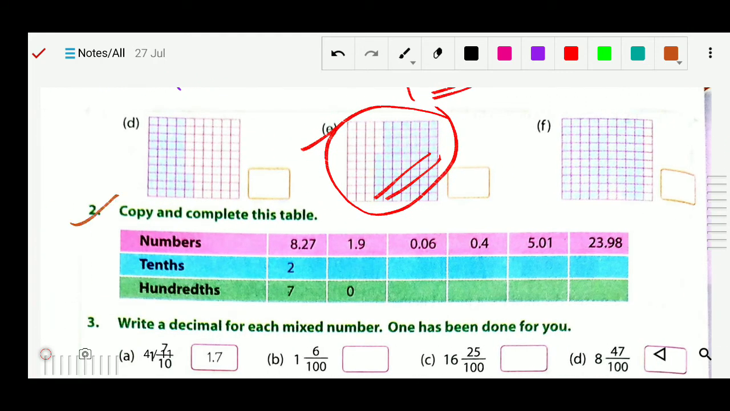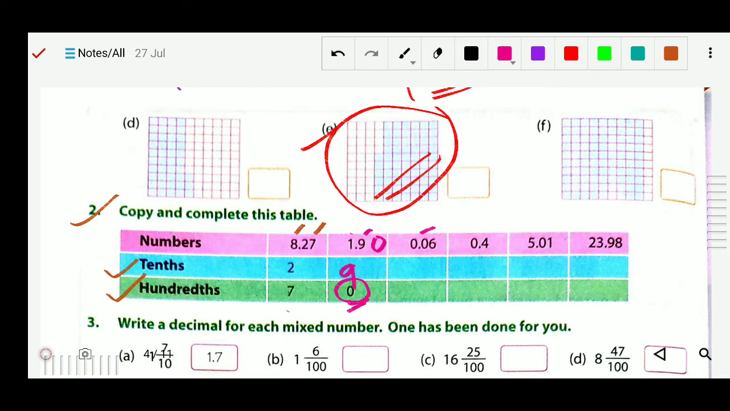Now next, question number 2, copy and complete the table. So here you have to write the 10th place and the 100th place. Here you can see who is at the 10th place, 2, who is at the 100th place, 7, so write here. Similarly you have to do 1.9. Who is at the 10th place? The 10th place is 9, so write 9. And why is 0 written on the 100th place? Because after the decimal we can write one more 0, no problem. There is no meaning to it, it will not change the original value.